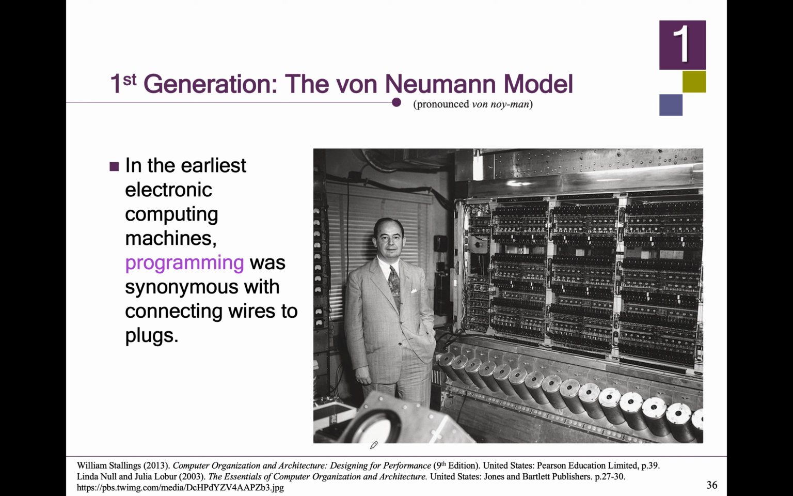And now we go for our first generation, the von Neumann model. This is the earliest electronic computing machine, programmed by connecting wires to plugs. So you can see, this is the computer? I can't imagine. Maybe you can try to Google how von Neumann's models look like. Of course, I think it's going to be quite big, as previously.